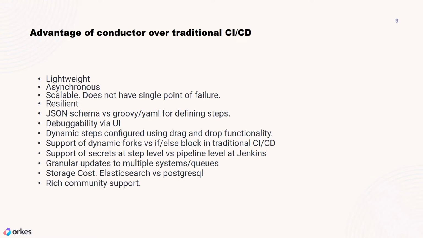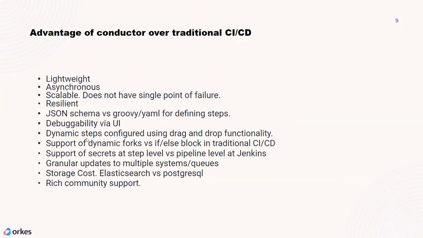The major advantage here, again, is the support of dynamic fork. Let's say sometimes we don't want to run integration tests, or sometimes we don't want to run unit tests. In a Jenkins pipeline, we can write an if else block and bypass the things that we don't want to execute. But as the pipeline grows, these things can become messy. So Conductor supports dynamic fork. Dynamically, or we can say at runtime, Conductor will figure out what tasks we have to execute as part of the workflow, and those will execute.